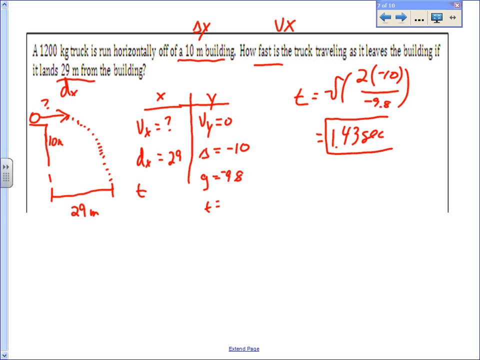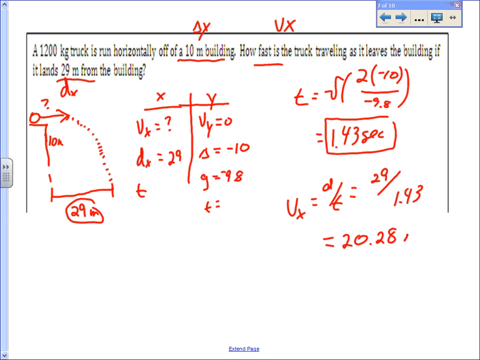During that time, while it's in the air, it covers 29 meters. So I'm going to be solving for the velocity that it left with by doing d over t. So 29 is my distance, and my time was 1.43. So put that in your calculator. You get 20.28 meters per second.